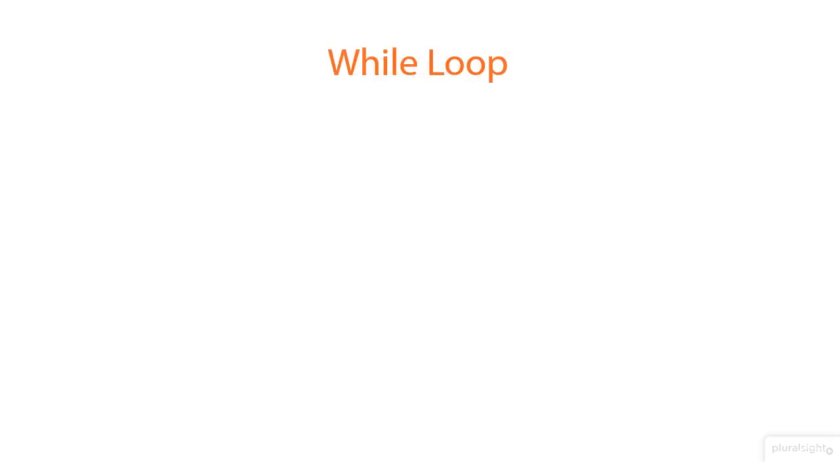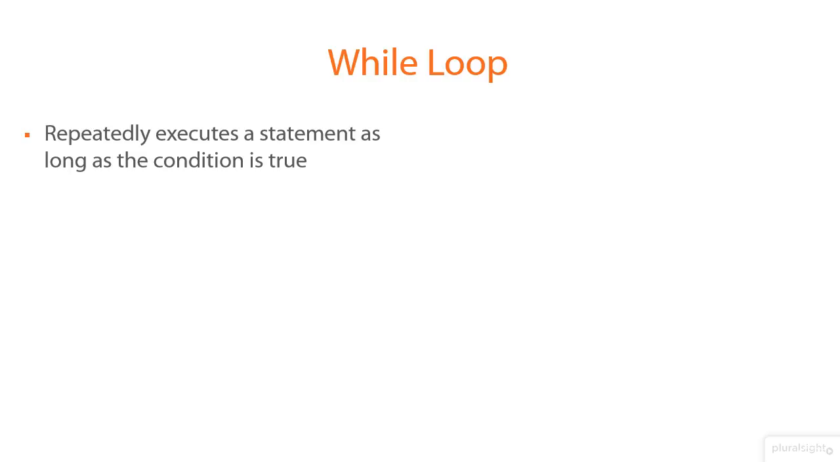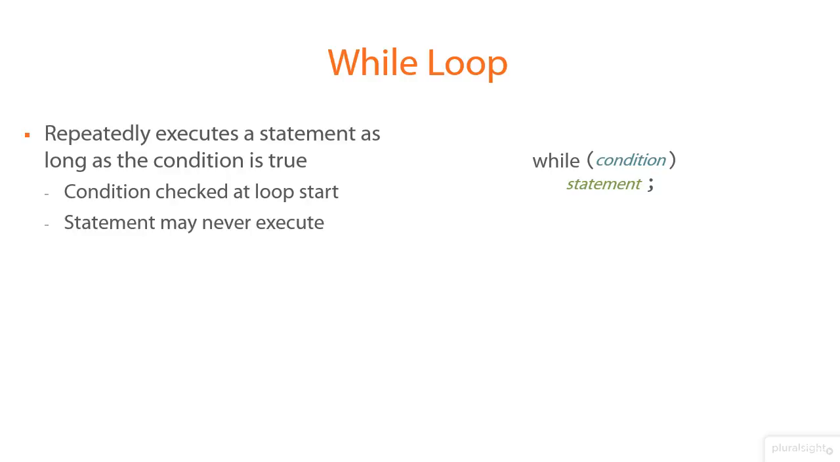A while loop is really the simplest way to write a loop. It allows you just to repeatedly execute some statement as long as the condition is true. The while loop is structured so the condition is checked at the start of the loop. So basically we use the while keyword, we have our condition, and then we have the statement we want to repeatedly execute. Now because the condition is checked at the start of the loop, it's possible that the statement never executes.